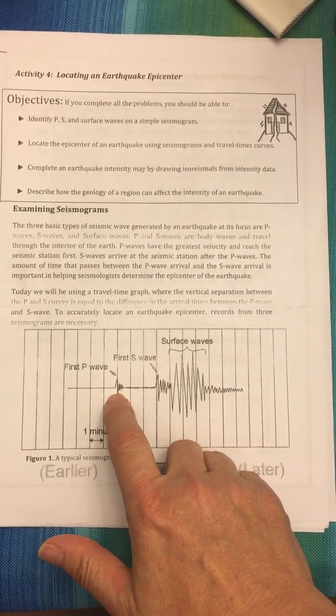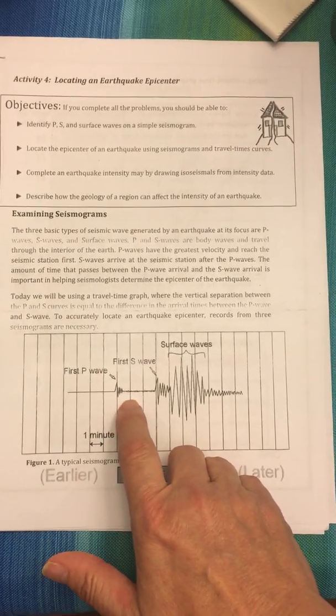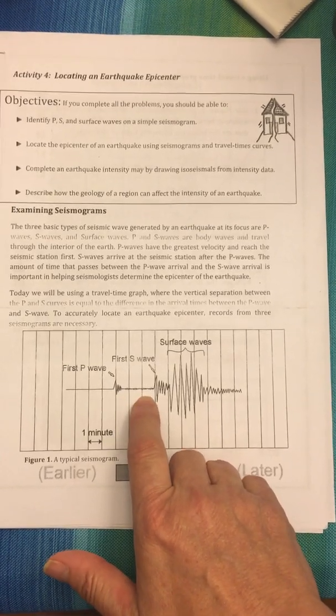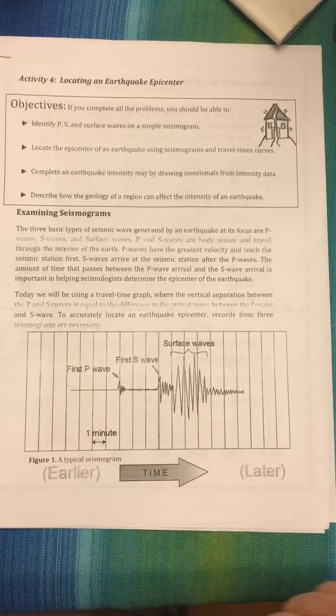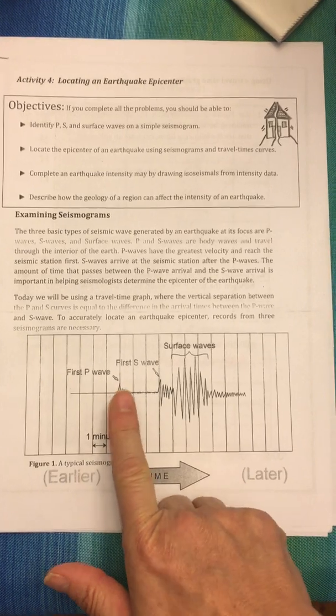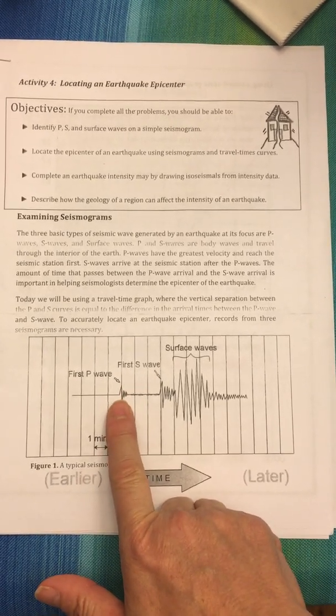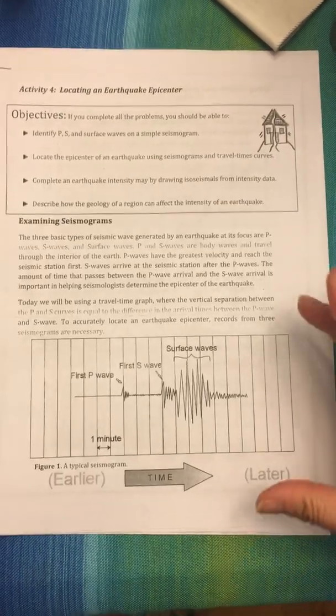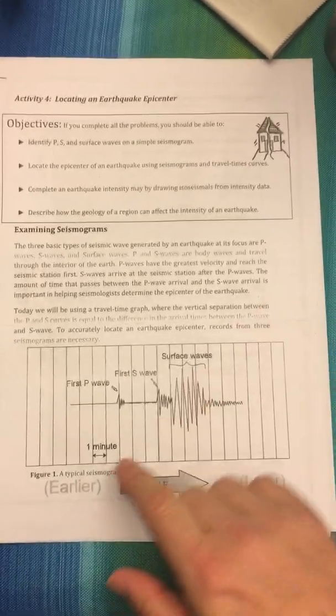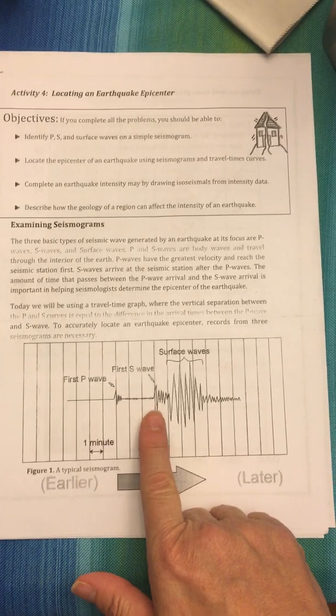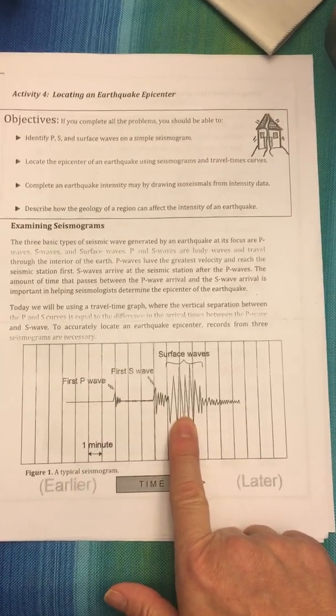So we go from, this is the time 0. 1 minute is the first line, 2 minutes is the second line, and 3 minutes is the third line. So it happens that there's 3 minutes between the arrival of the P wave and the arrival of the S wave. You should be able to look at any seismogram and decide which one is the P wave, which one is the S wave, and which is the surface wave if there are any shown.